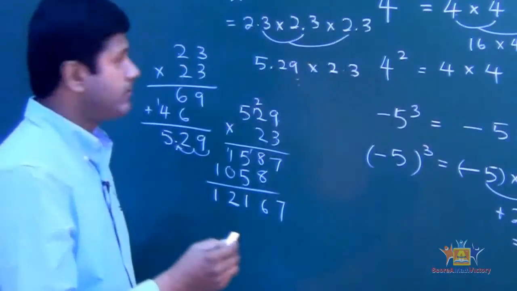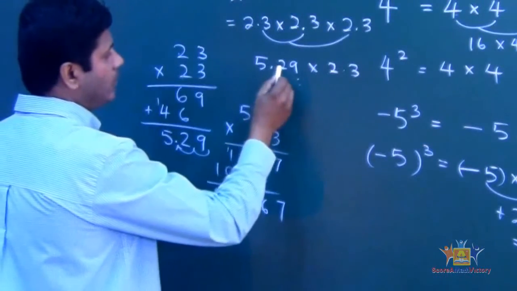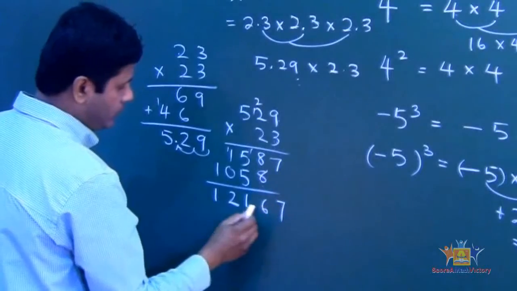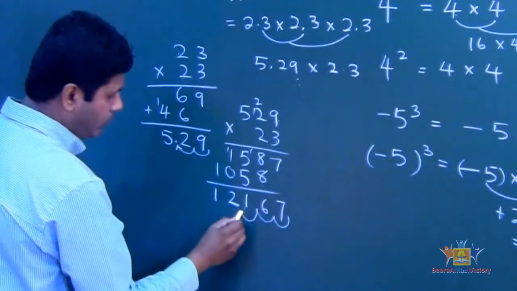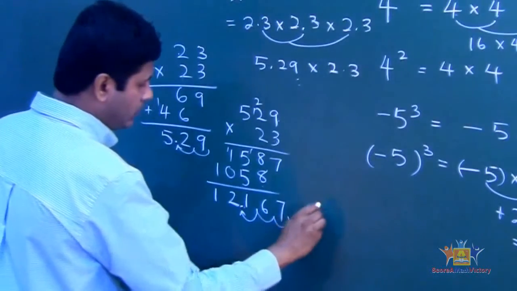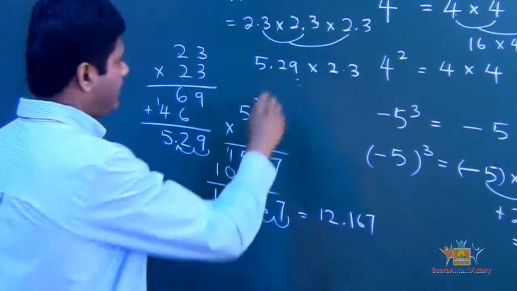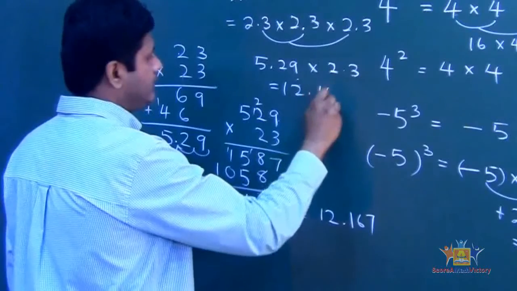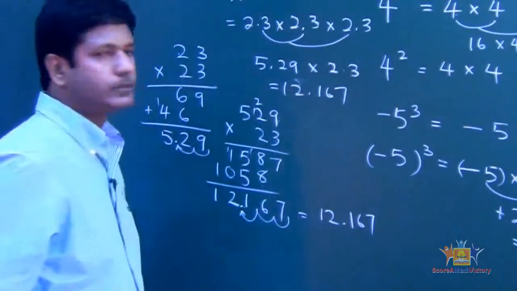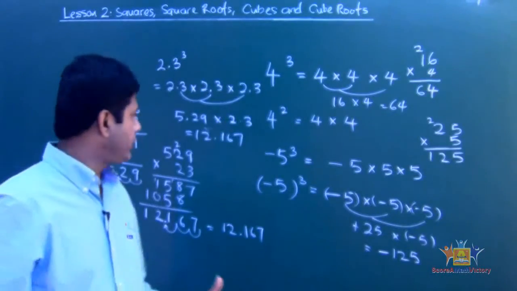Now we bring the decimal back. How many digits behind the decimal? 1, 2, 3. So it becomes 12.167. And that's the answer for that one. 12.167. Pretty easy, isn't it? Very straightforward.